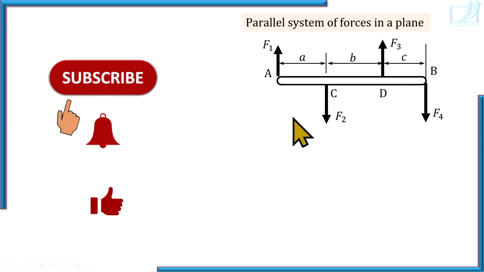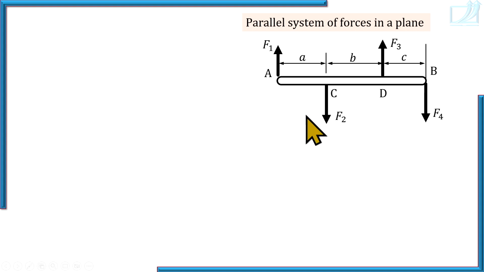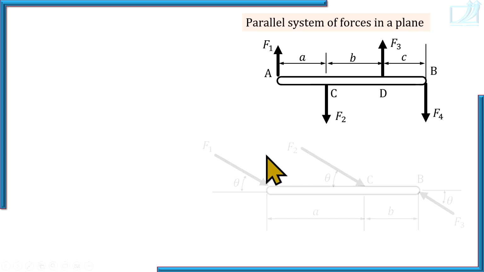Here is one example of a parallel system of forces. All forces are vertical. In a parallel system of forces, only two directions are possible, which are exactly opposite to each other. For example, here it is the upward direction, here it is the downward direction.